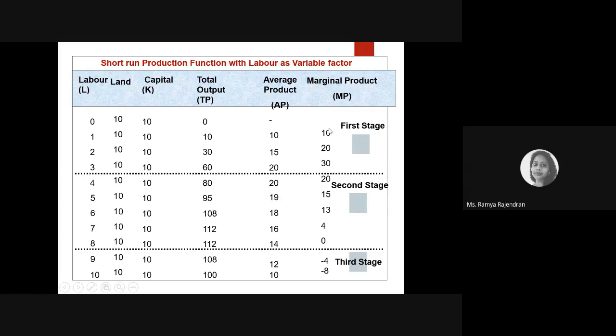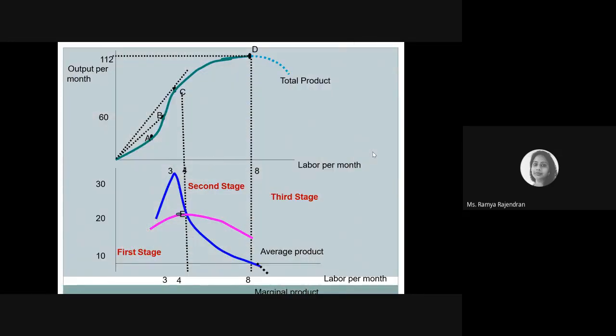Okay, so in the first stage, you see the marginal product is increasing. In the second stage, it is decreasing and it reaches 0. In the third stage, the marginal product is negative. This is how you categorize your short run production function into different stages. When the MP is increasing, we have the first stage. When it is decreasing, it is the second stage. When it is negative, it is the third stage. Here you're plotting the graph between three different stages.